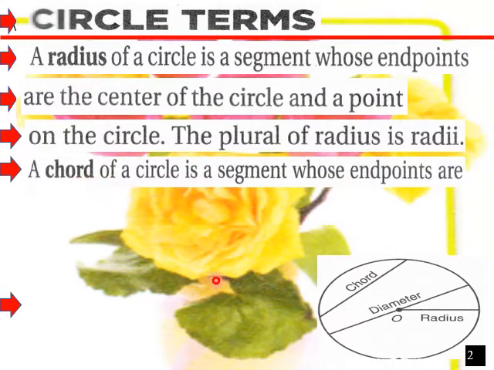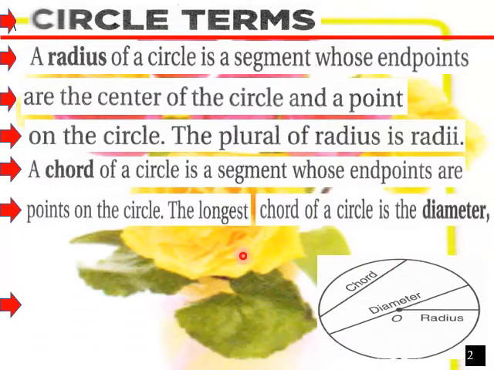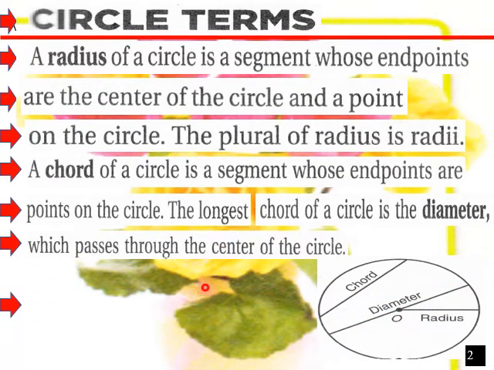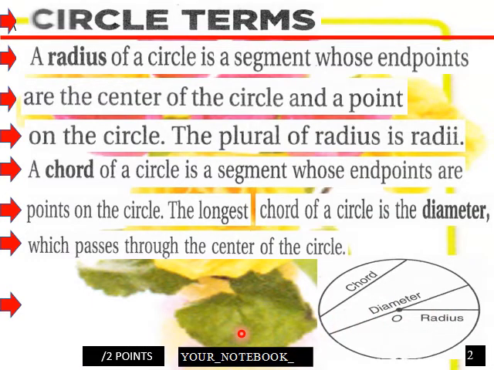A chord of a circle, this is a chord here, is a segment whose endpoints are points on the circle. The longest chord of a circle is a diameter. The diameter right here is technically a chord which passes through the center of the circle. So a chord that passes through the center of the circle is a diameter.